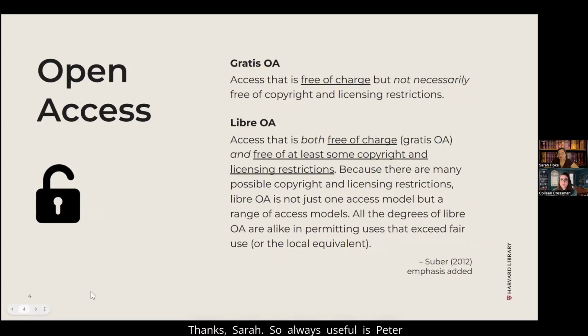Thanks, Sarah. So always useful is Peter Suber's scalar definition of open access, which encompasses gratis OA and Libre OA. OA for most of us, most of the time, is OA in this second sense, even if we don't call it Libre. This is access that is both free of charge and free of at least some copyright and licensing restrictions. It encompasses a wide variety of models and comes in many degrees. Next slide.